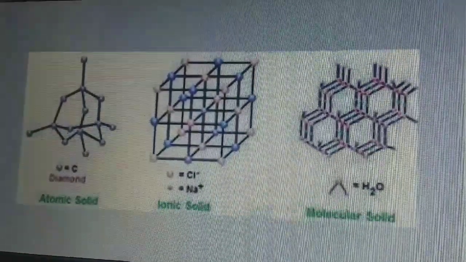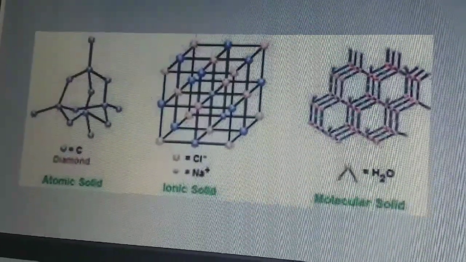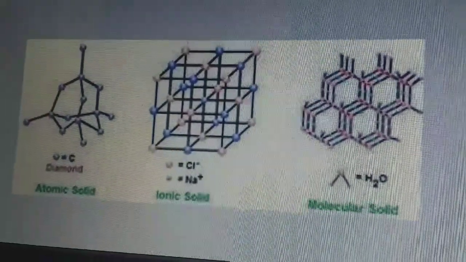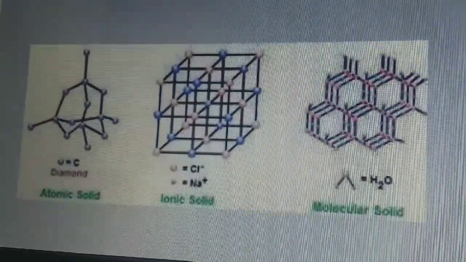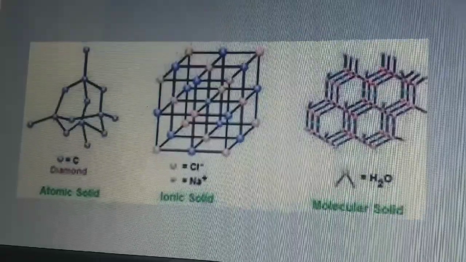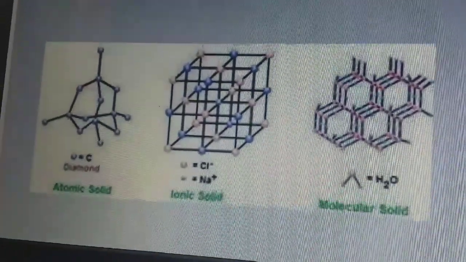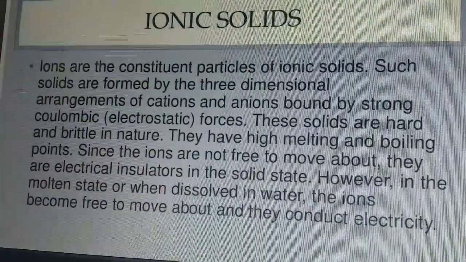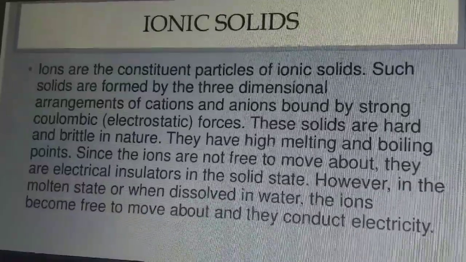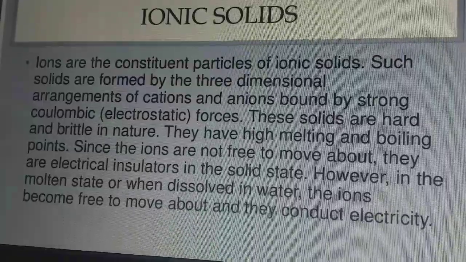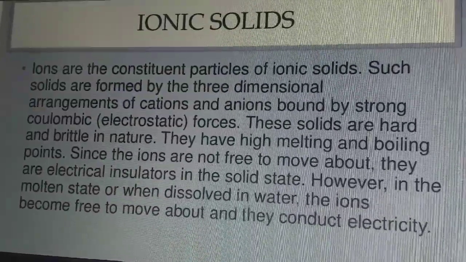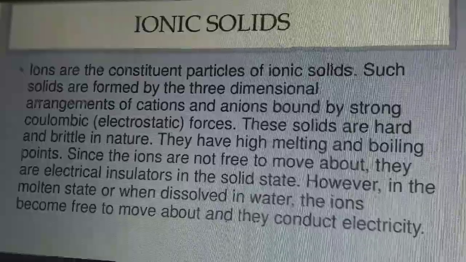Here, some examples I have already shown. Molecular solid, water. Water, you know very well. Hexagonal layer-like structure will be there. Diamond, it is an atomic solid. And ionic, sodium chloride, the structures are given. So three types, I hope you understood: hydrogen bonded solids, non-polar molecular solids and polar molecular solids.